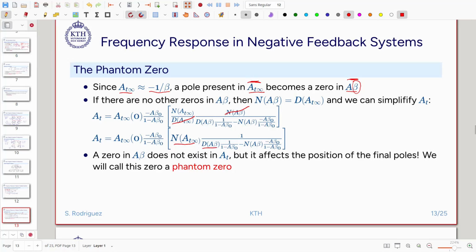We have that the denominator of the loop gain is affected by the DC loop gain, that is here. And we have also that the zeros, the zero of Aβ, the loop gain, appears also in the denominator, and modifies the position of the poles. And this is something interesting because we really don't see the zero here in the equation, but it is affecting the position of the poles. Since we don't see it, we call it a phantom. It is a phantom zero. We will see very soon that we can use this for many interesting things.